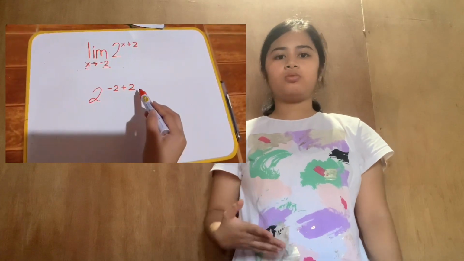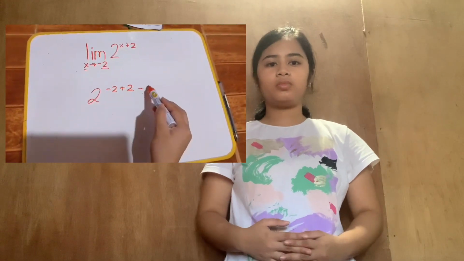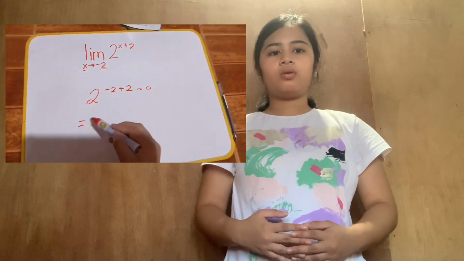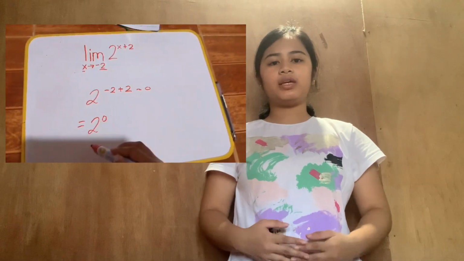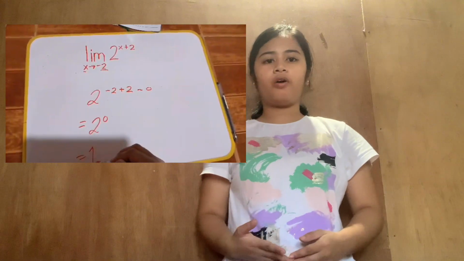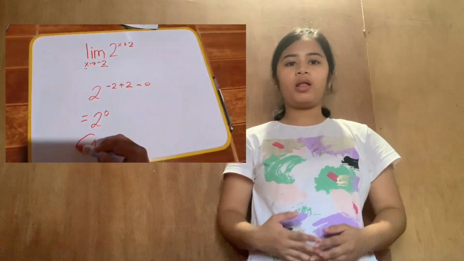Negative 2 plus 2 is equals to 0. Any non-zero numbers raised to 0 is equals to 1. Therefore, the limit is 1.